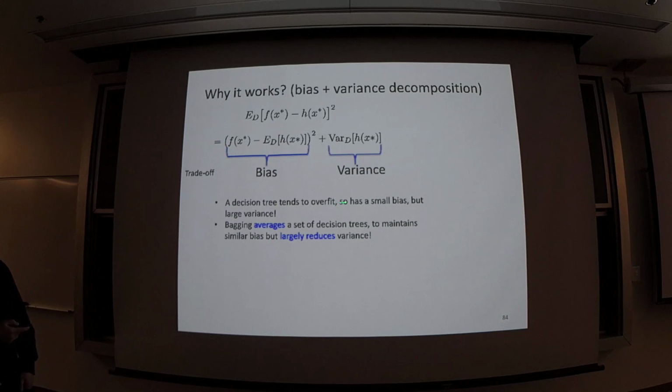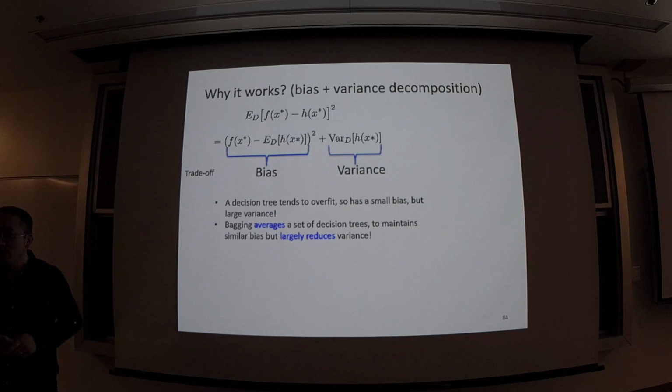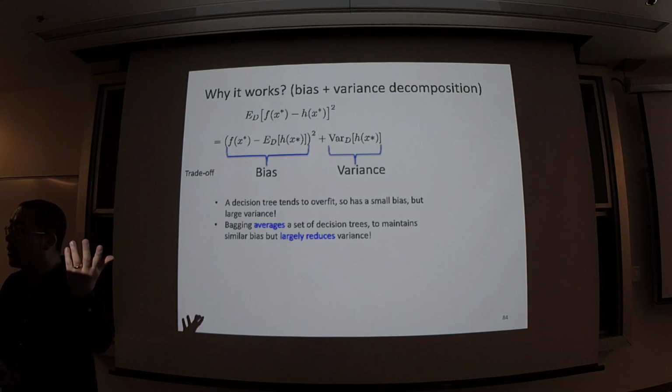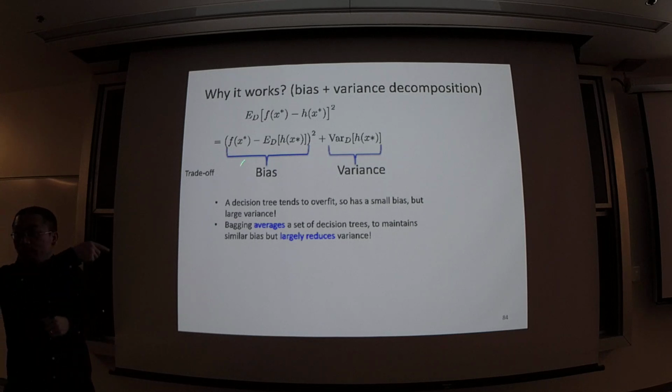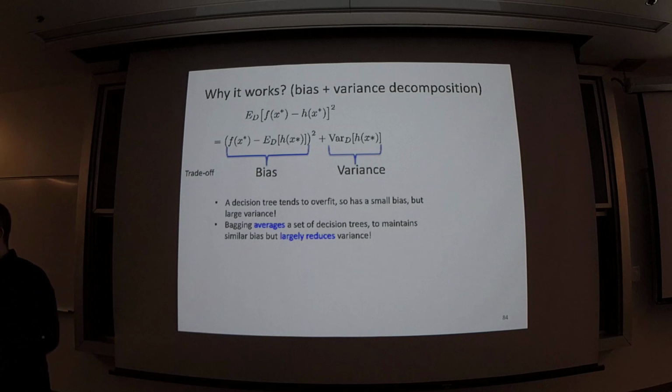So a decision tree tends to overfit, so it has a small bias but a large variance. Now we can see why bagging works. Why, when we train a set of complex decision trees and take the average, does it improve performance? You can imagine each complex tree has a small bias, because your tree is complicated and large. And if you take the average of those trees, their bias is still small.